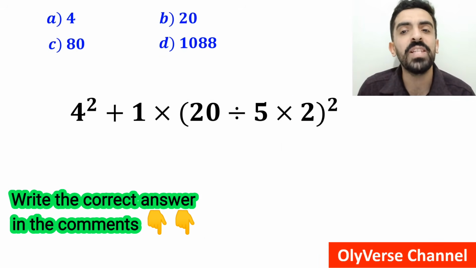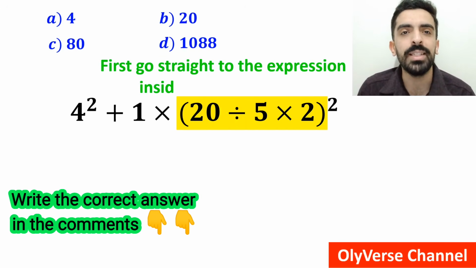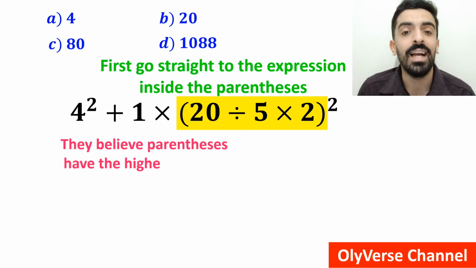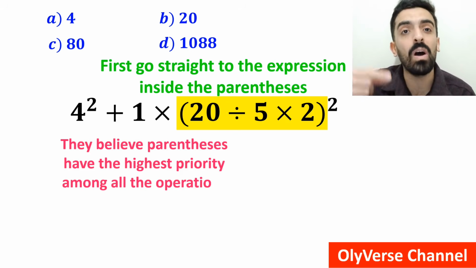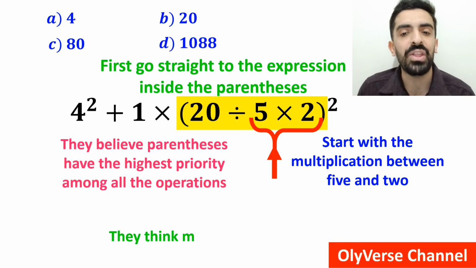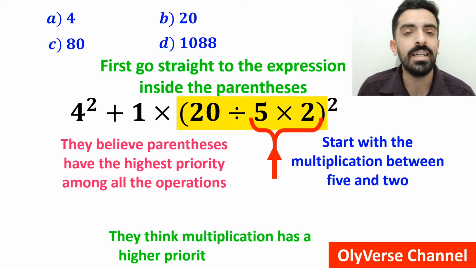Also, some other people when solving this question first go straight to the expression inside the parentheses because they believe parentheses have the highest priority among all the operations. And they start with the multiplication between 5 and 2 because they think multiplication has a higher priority than division.